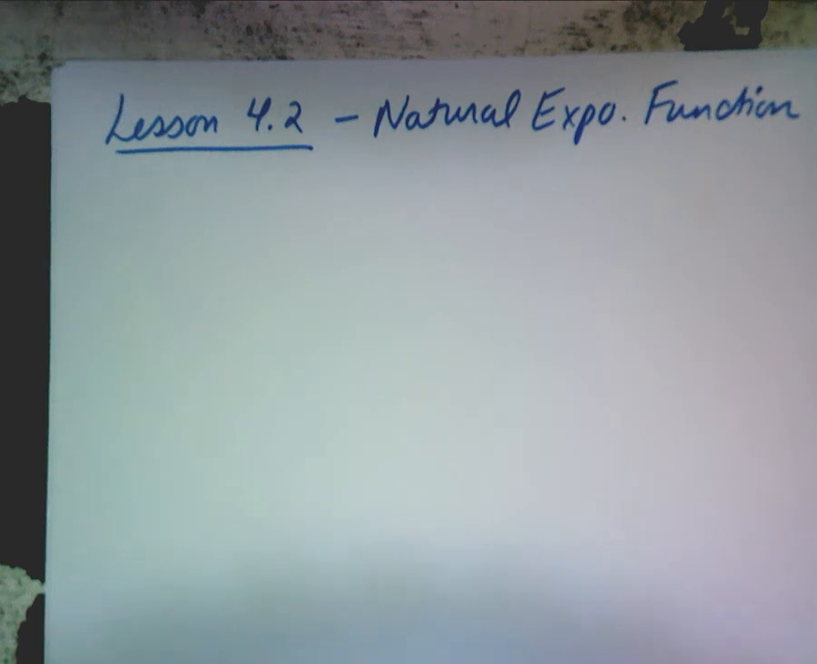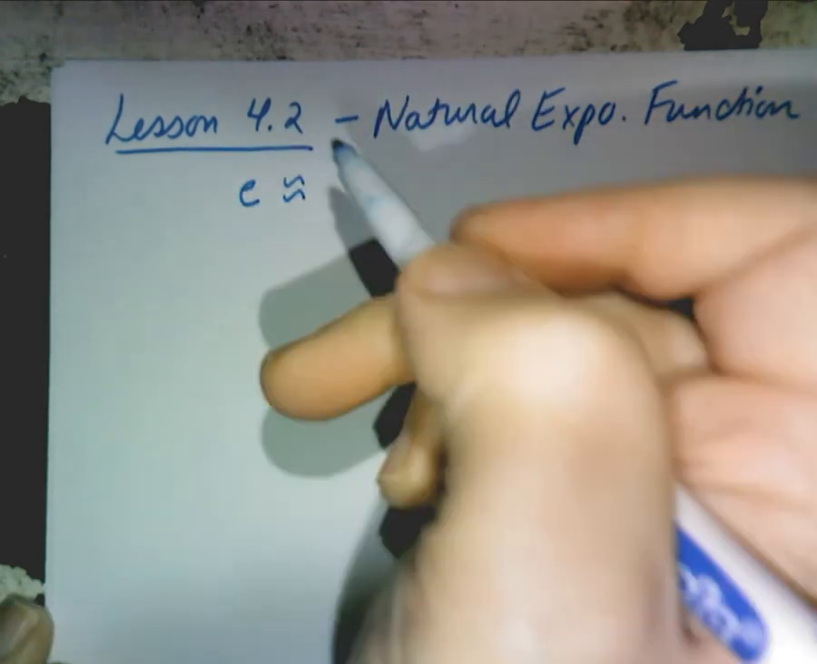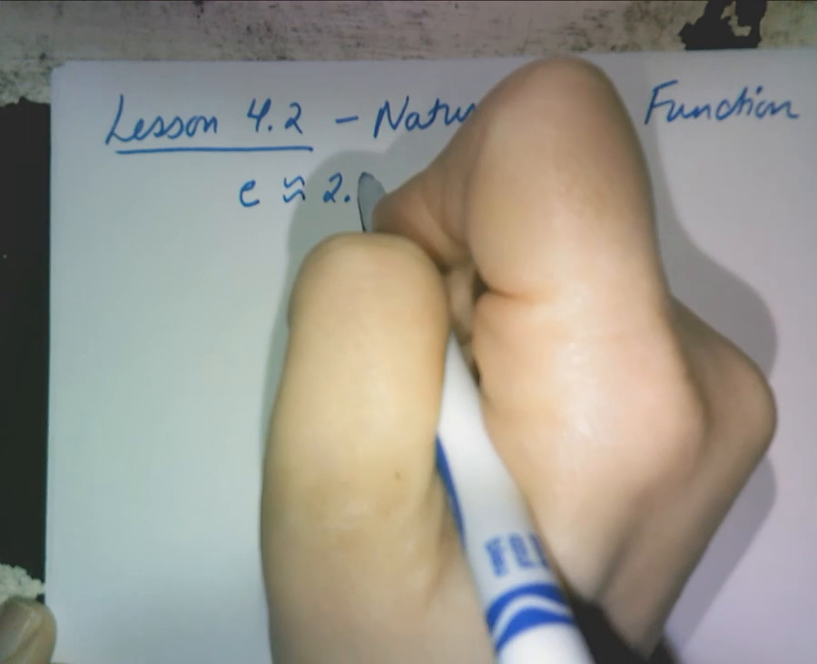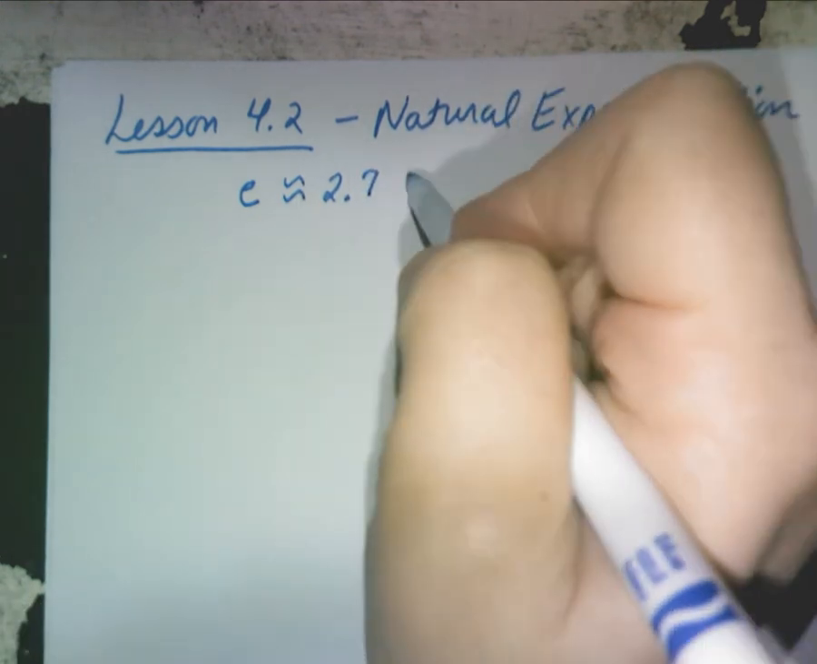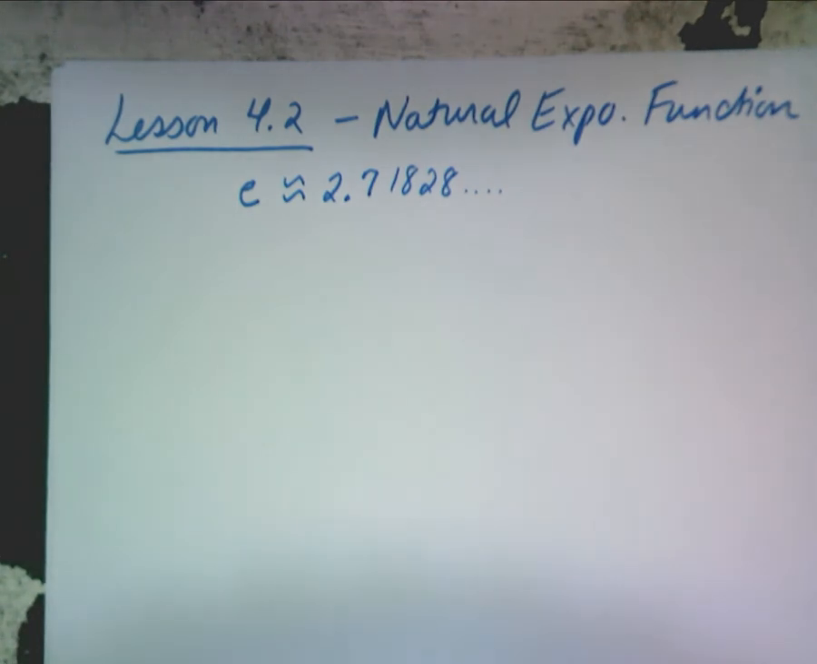I think it's funny. All right, so we are going to do the natural exponential function today. Do you all remember our good friend e? e is equivalent to 2.71828, on and on and on. It's just like our good friend pi.